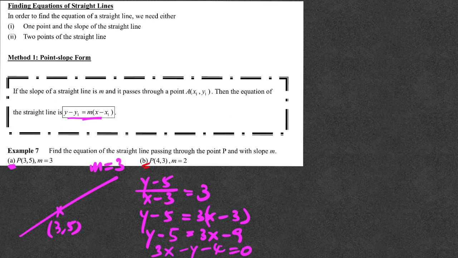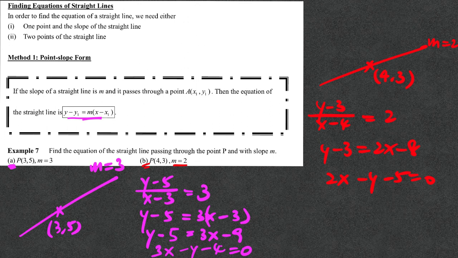Now let's take a look at part B, and let's see whether you can do it by yourselves. First of all, slope is 2. Should it be going up or going down? Yes, that's good. It's a line going up with slope equal to 2. Next, there is a point (4, 3), which is lying on the straight line. As a result, you can have y minus 3 over x minus 4 equal to 2. After simplification, you should have y minus 3 is 2x minus 8, or 2x minus y minus 5 equals 0.